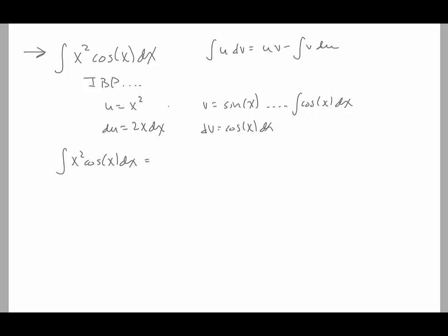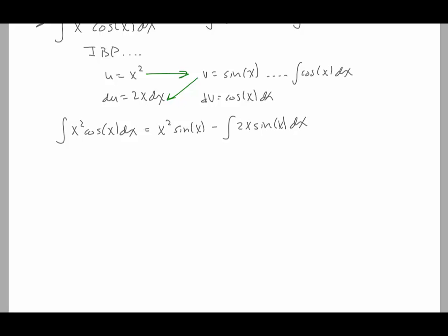So again, I need my uv minus the integral of v du. So uv would be x squared sine of x minus the integral of 2x sine of x dx. And again, don't drop your dx's, don't drop any of that notation because it's important. It kind of gives you a clue about what's going on. Now as we look at this, this first part's good. This part right here, I'm still left over with this x, and I don't want that. So I have to use integration by parts again.